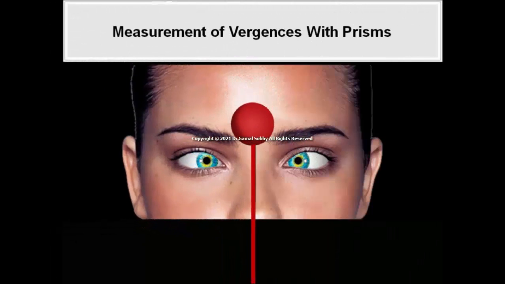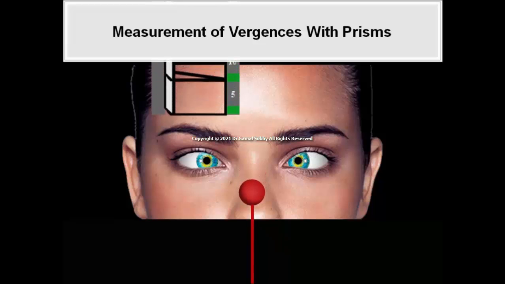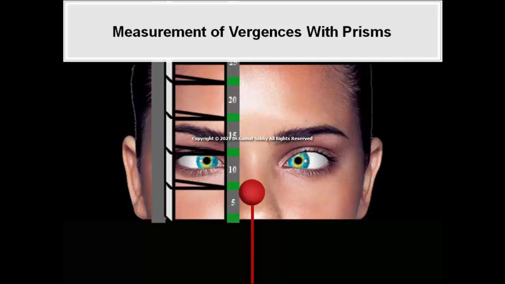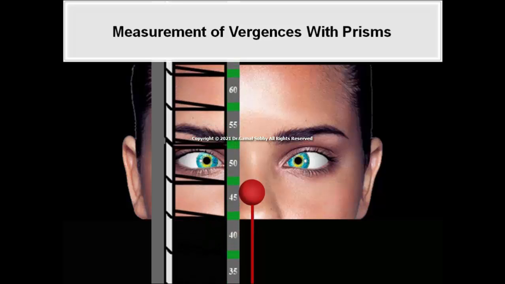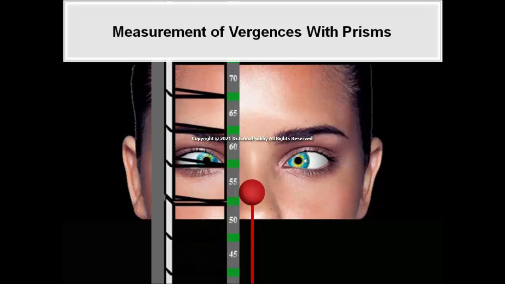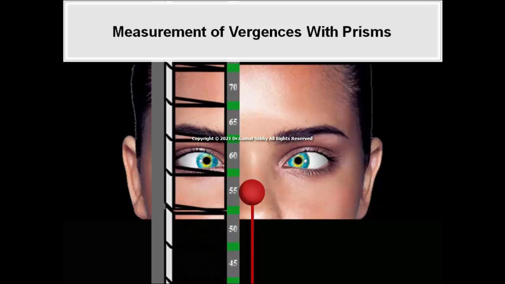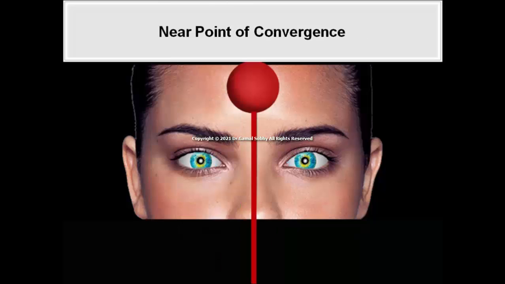Measurement of vergences with prisms. The patient is asked to fixate the appropriate object. A rotary prism is then placed in front of one eye. The prism strength is increased. When the patient reports diplopia, the amount of prism power is noted. It represents the patient's fusional amplitude.